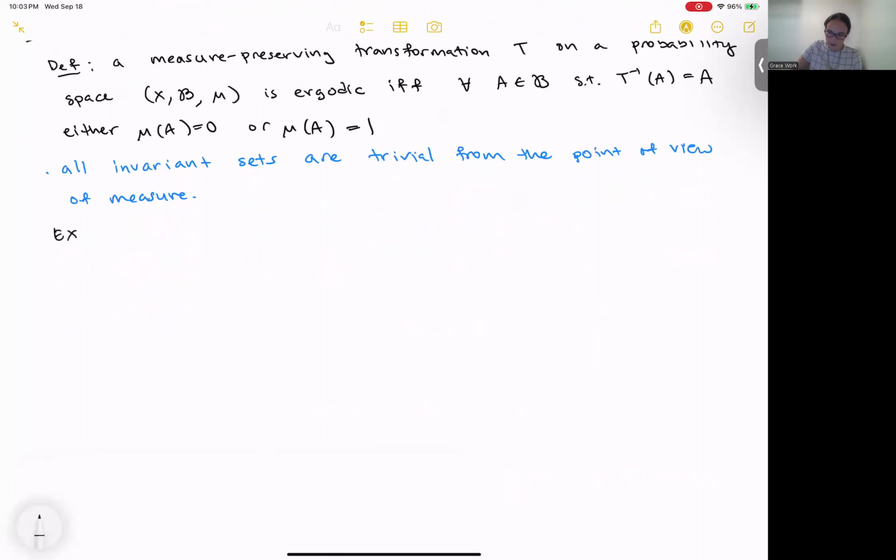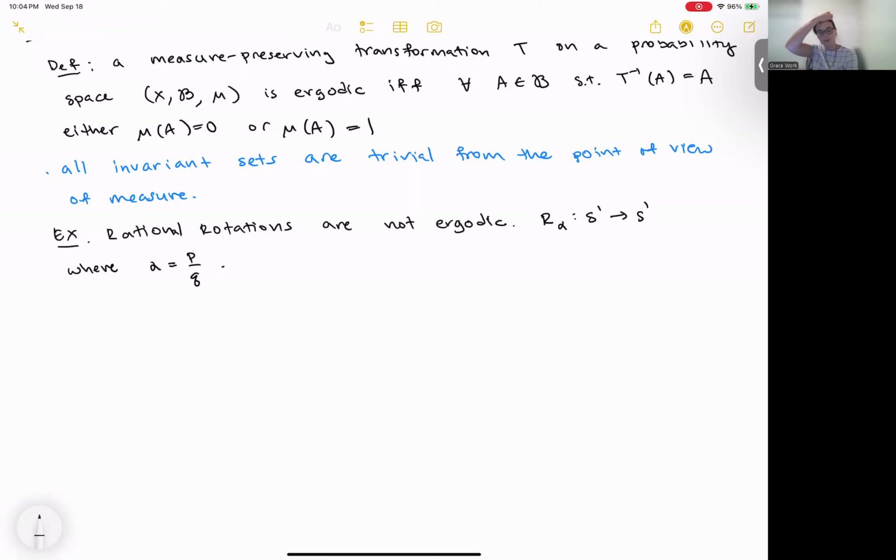So let's look at the example of circle rotations again. And we will show that rational rotations are not ergodic. In order to prove something from this definition is not ergodic, you would need to construct an invariant set that has measure not equal to 0 or 1. So we're looking at, again, our rotation, which goes from S1 to S1. And we're looking at a rational rotation, where alpha is equal to P divided by Q, P and Q coprime.